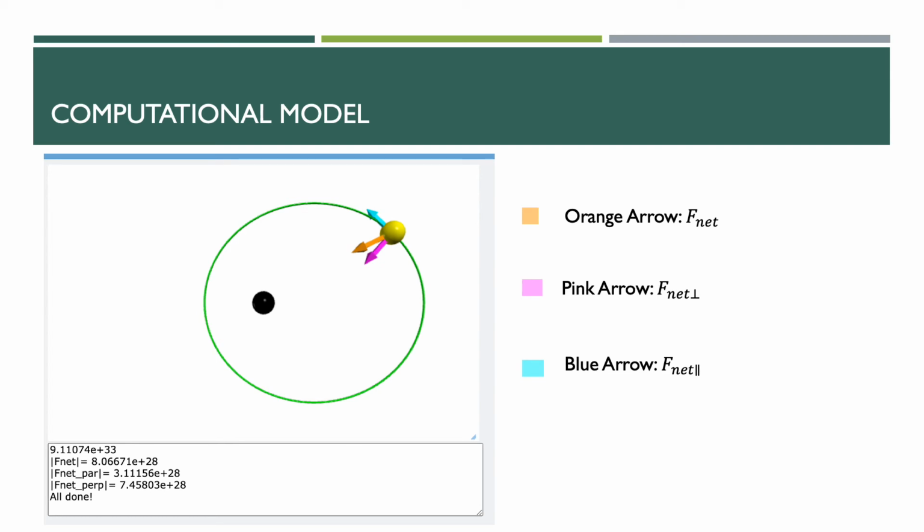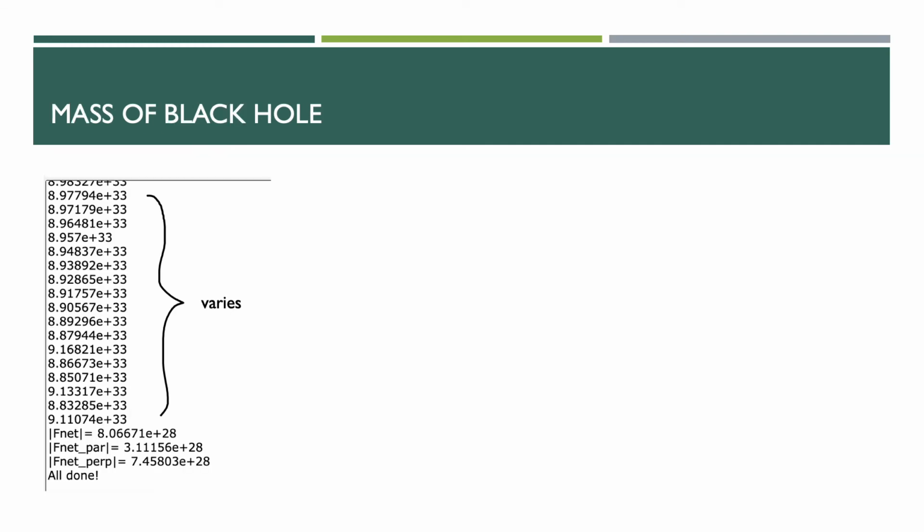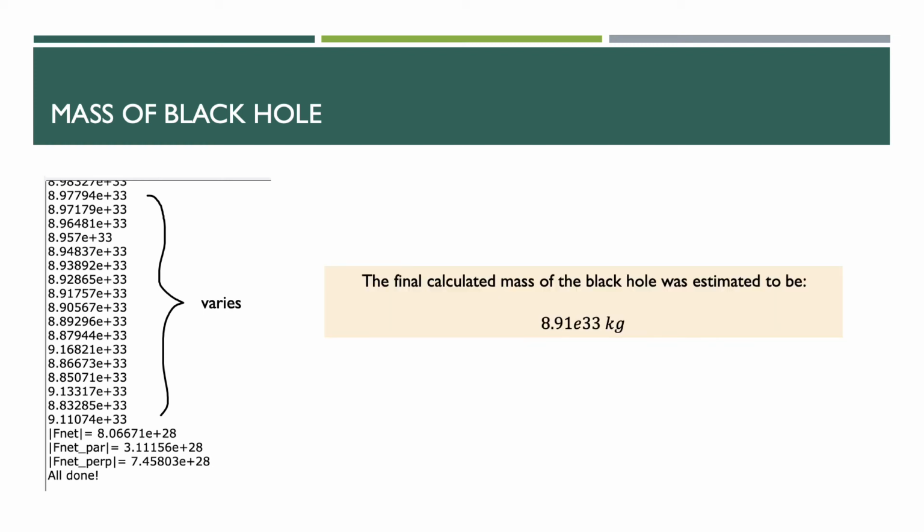Lastly, the blue arrow represents the parallel component. It always points tangent to the kissing circle and parallel to the direction of the momentum vector. The mass of the black hole varied with each data point. In order to get a single approximation for the mass of the black hole, I used an Excel sheet to calculate the average of all of the data points. Here is the final calculated mass of the black hole.